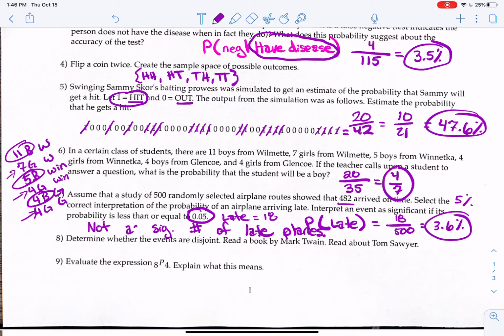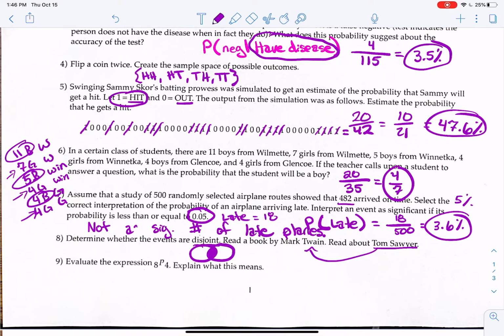Number 8, determine whether the events are disjoint. Disjoint means that they are unrelated. So like if we're looking at a Venn diagram, that means that we can't have anybody in the middle here. If they're disjoint, that means they're unrelated. I had to look this up. Read a book by Mark Twain and read a book about Tom Sawyer. The Adventures of Tom Sawyer or The Adventures of Huckleberry Finn, all of those involve the character Tom Sawyer, and they are all written by Mark Twain.